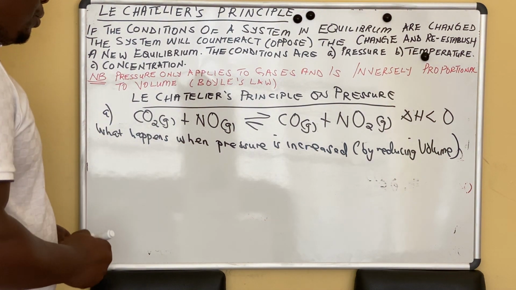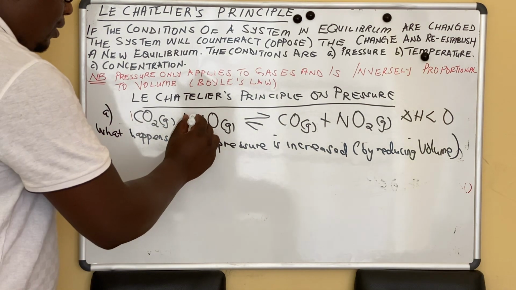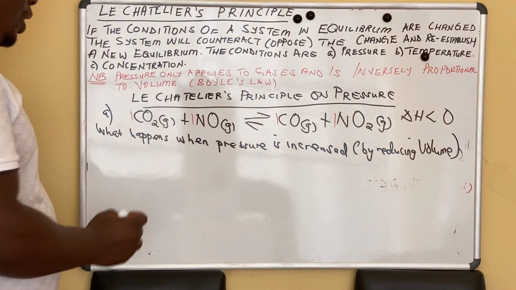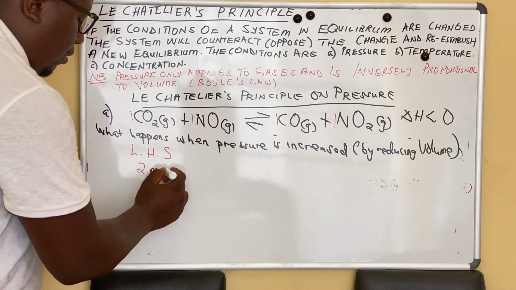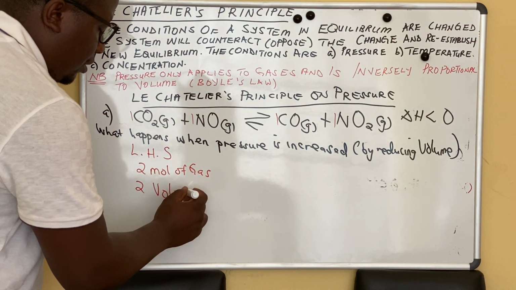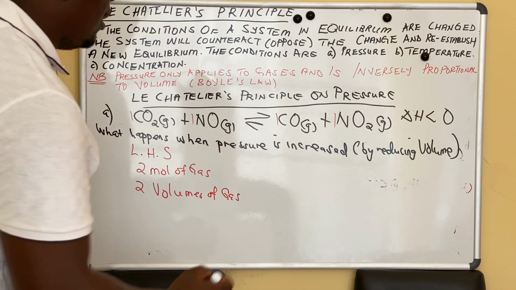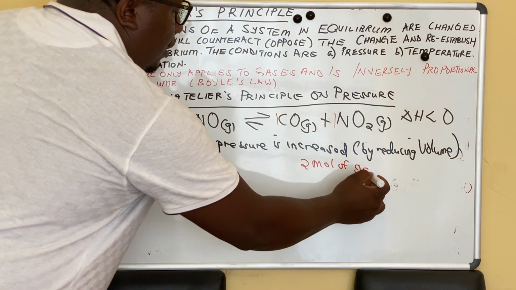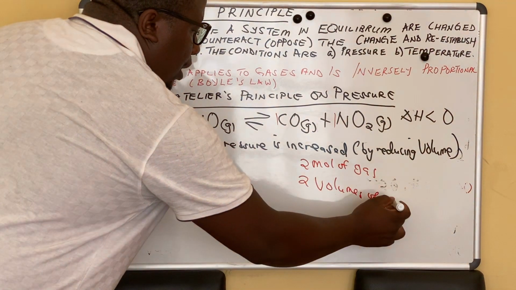But let us just put the coefficients so that it is going to make sense. So here I have 1, here I have 1, here I have 1, and here I have 1. Are we together there? So on the left hand side, I have 2 mole of gas, or I can say I have 2 volumes of gas. And then on the right hand side, I also have 2 mole of gas, or we can still say we have 2 volumes of gas. What do we mean by this?